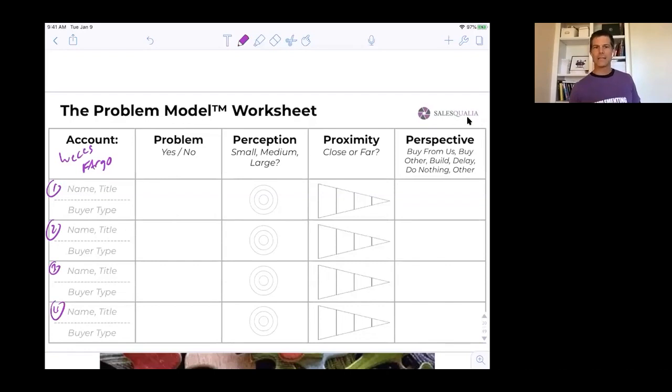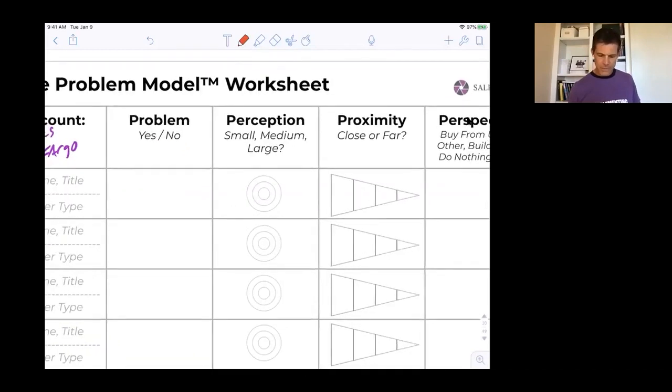And then as you're analyzing your pipeline, you have to ask yourself quickly, okay, does this person know there is a problem, or are they problem unaware? They just don't realize that this is an issue with their company, or they're not willing to accept it. Secondly, perception. What is their perception? Is this a small problem, a medium problem, or a big problem? You just fill in the circle based on how small, medium, or large the perception is that that person has around the problem.